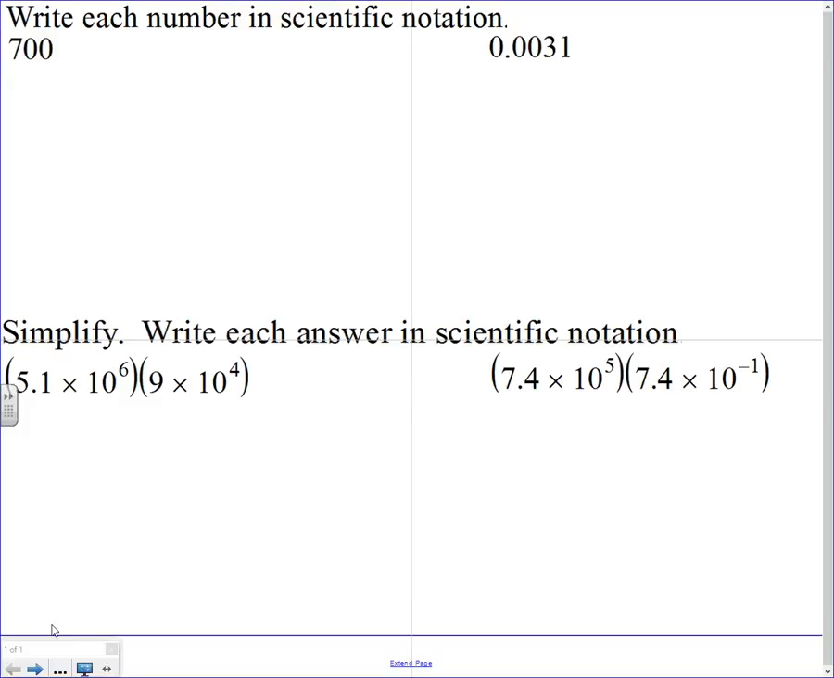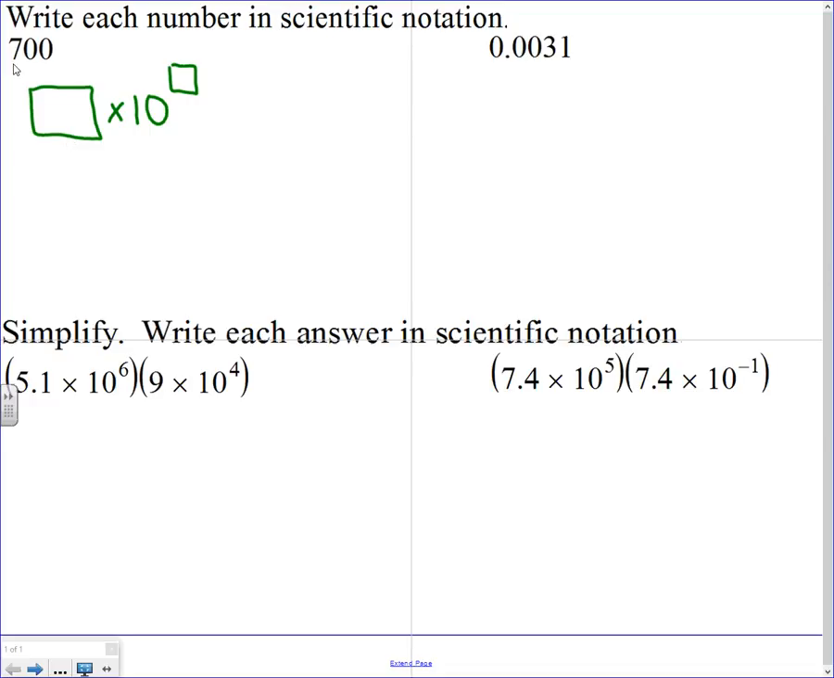Okay, in this video, I'm going to show you how to write numbers in scientific notation. Scientific notation is usually written this way: you write a number that should be between 1 and 10, and then times 10 to another number right here. So what you do is the following.